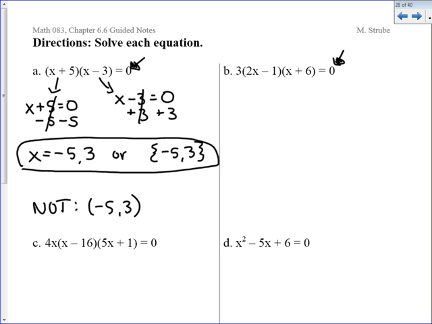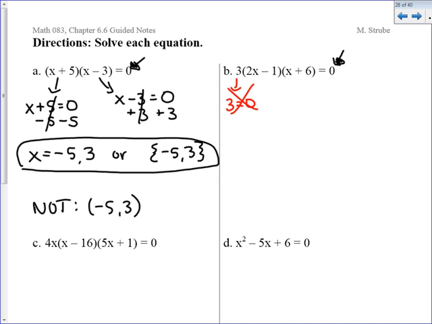A variable. If it doesn't have a variable, it's not going to give us an answer, because let's say I took this 3 and I set it equal to 0. Is there anything to solve there? No. Is that true? No. So that doesn't give me anything. I have to have a variable with that factor for it to give me an answer.